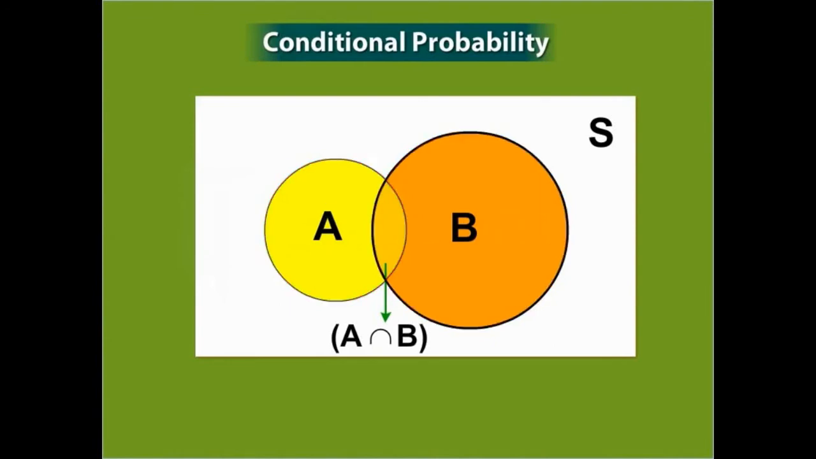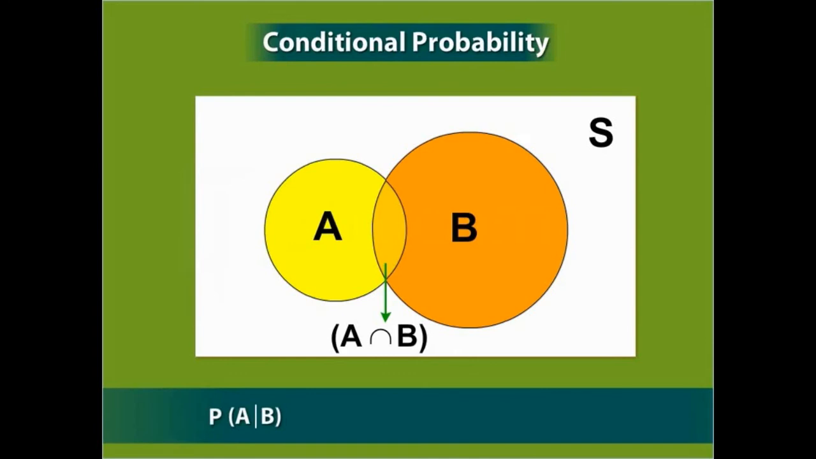The previous discussion helps us to generalize that if A and B are the 2 events associated with a sample space of a random experiment, the conditional probability of the event A, given that B has occurred, is probability of A intersection B upon probability of B, provided probability of B is not equal to 0.